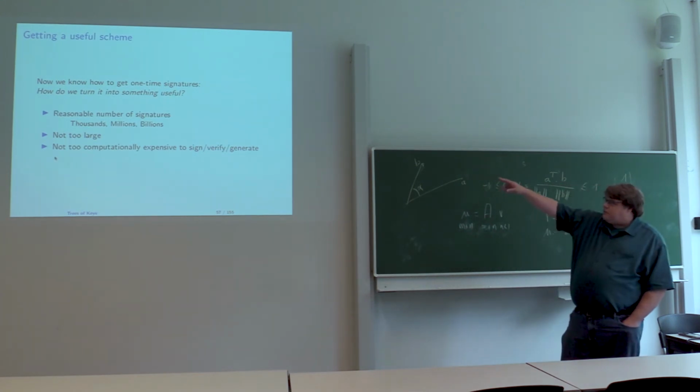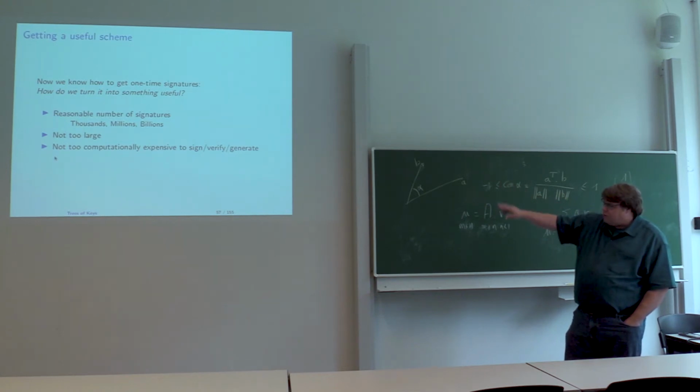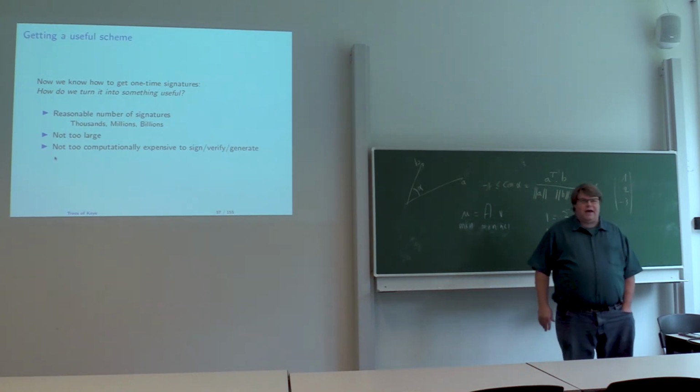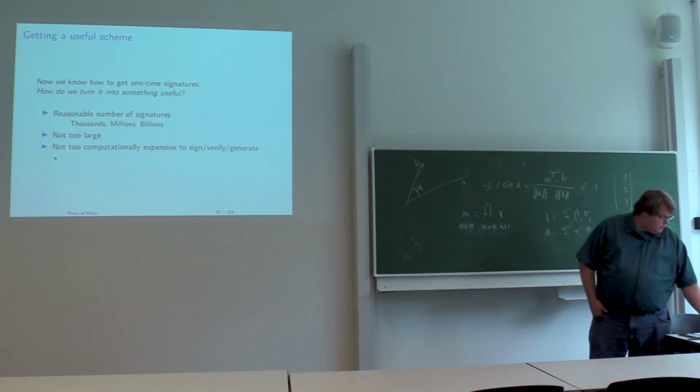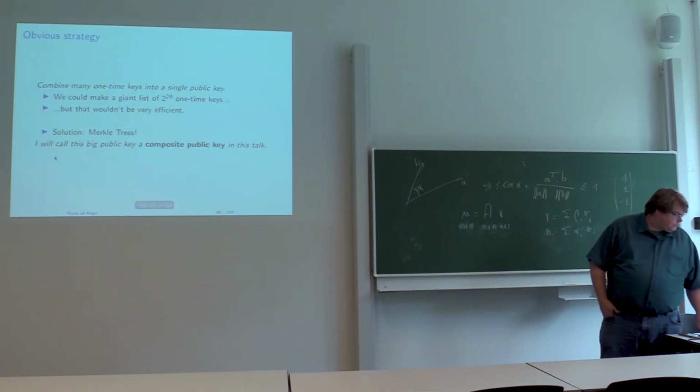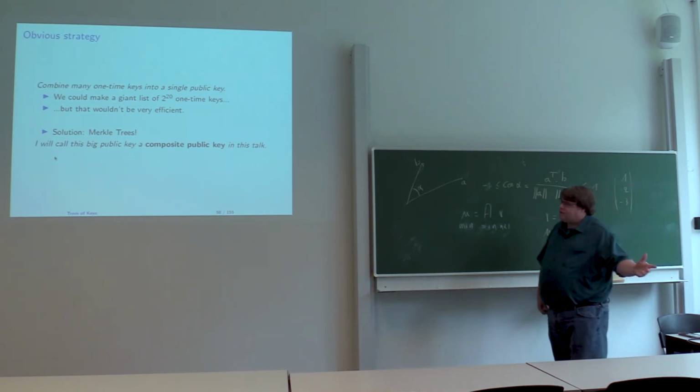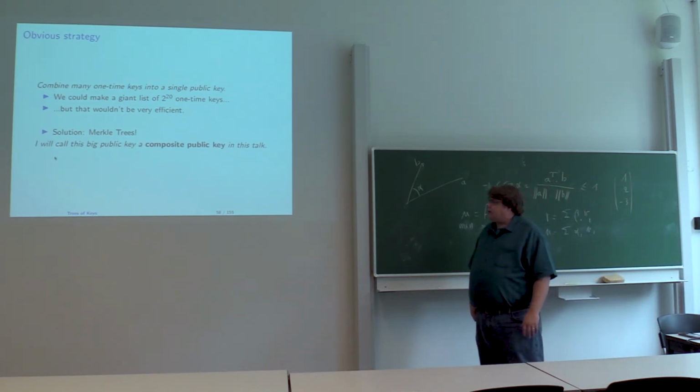But you need this number of signatures to be bigger in order for this to be useful. And also you need to have signatures that are not too big and not too slow to compute. So that's what we mean by useful. And so there's this obvious strategy, which is we're just going to combine a whole lot of one-time keys into a single sort of composite public key.